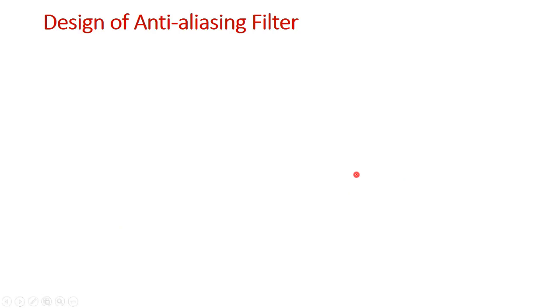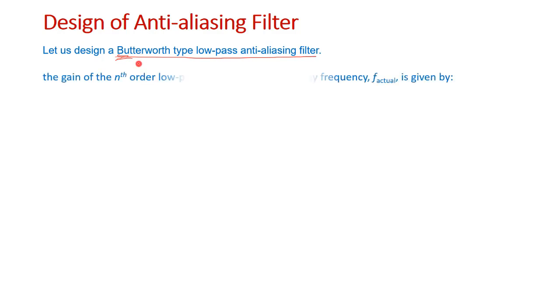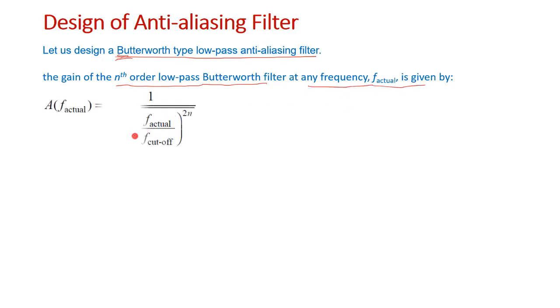Now let us see the design of an anti-aliasing filter, how we can design this anti-aliasing filter. So let us design a Butterworth type low pass anti-aliasing filter. Already you have studied this kind of low pass filter in your DSP courses, right? So the gain of nth order low pass Butterworth filter at any frequency, let us say f actual, can be given by this: 1 by square root of 1 plus (f actual by f cut off) to the power 2 to the power n. n is the order of the low pass Butterworth filter, right?